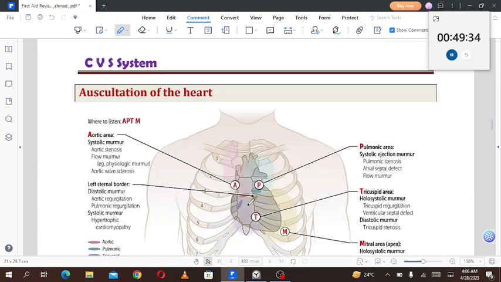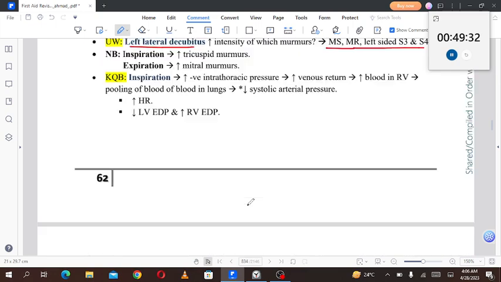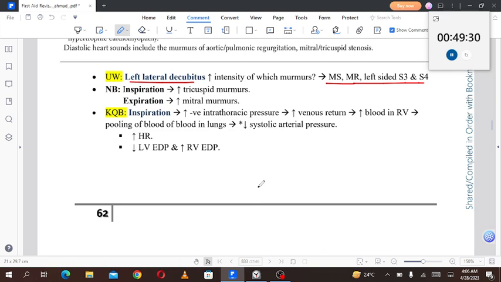So left lateral decubitus position allows the heart to come closer to the chest wall. So all the murmurs that are heard at the mitral area, for example, mitral stenosis and regurgitation along with S3 and S4 heart sounds, are better auscultated when you put the stethoscope on the mitral area with the patient in the left lateral decubitus position.